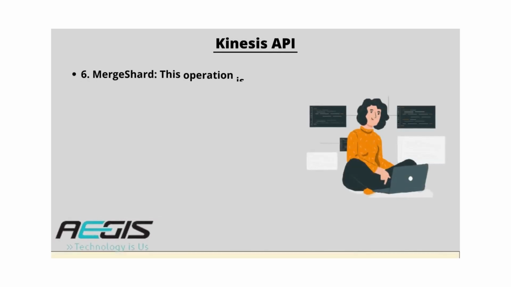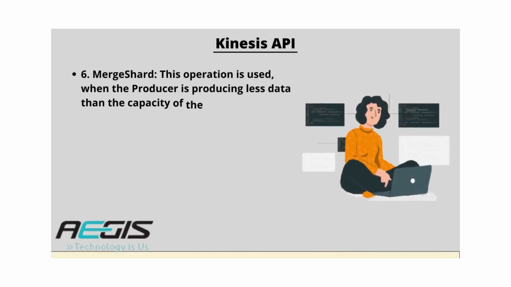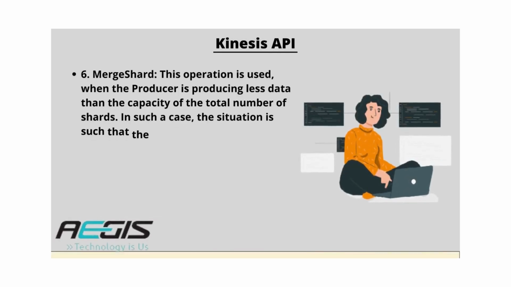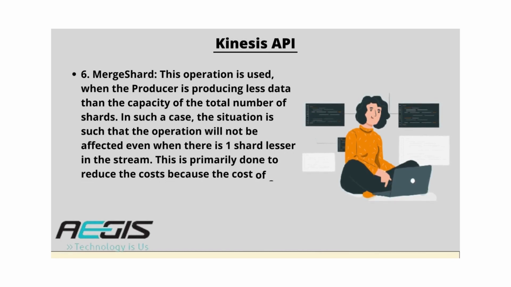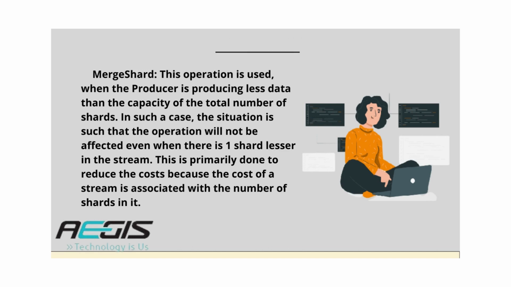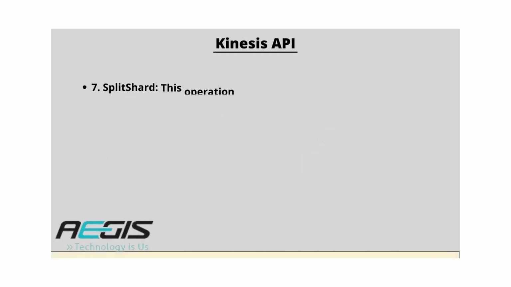Next, sixth one is merge shard. This operation is used when the producer is producing less data than the capacity of the total number of shards. In such a case, the operation will not be affected even when there is one shard lesser in the stream. This is primarily done to reduce the costs because the cost of a stream is associated with the number of shards in it.